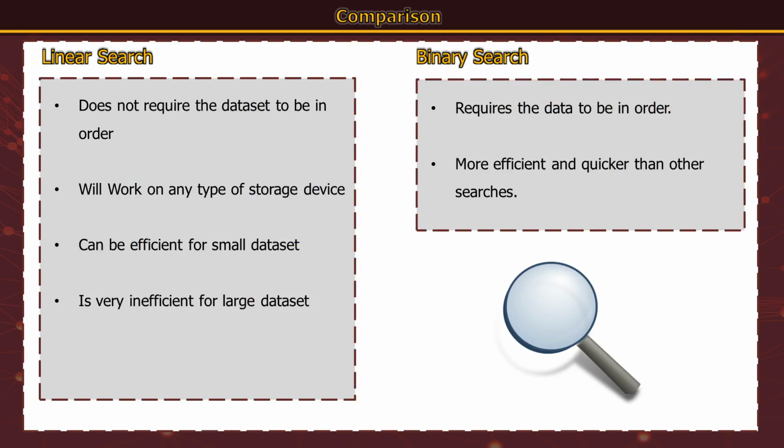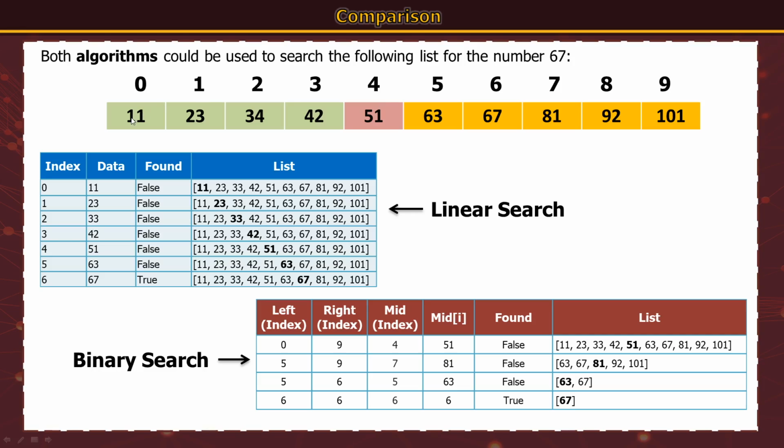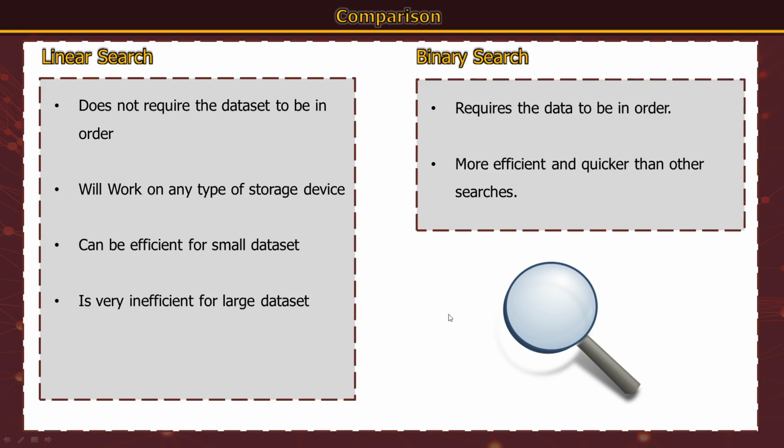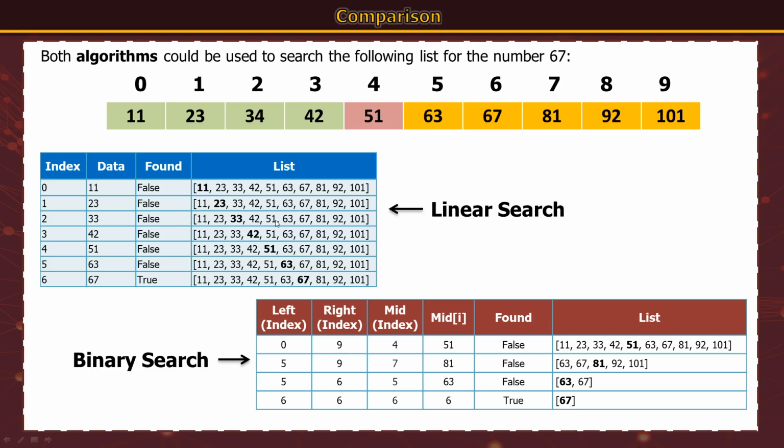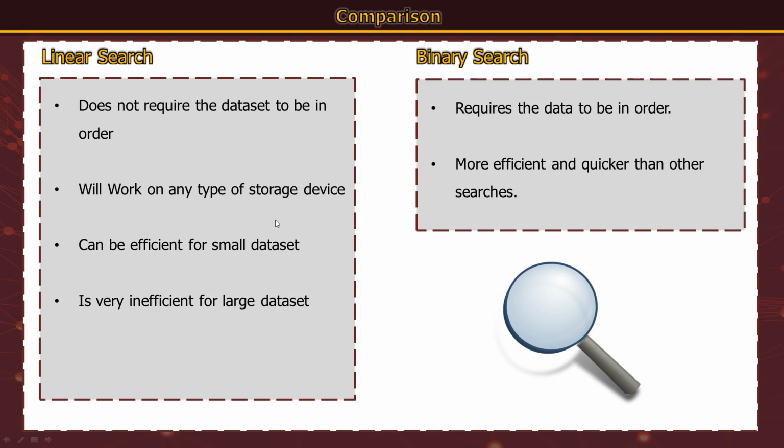The linear search does not require the dataset to be in order. What this means is, here, this dataset is in order because it runs from 11 to 101. However, if these were all jumbled up and just in any random order, the linear search would still work, but the binary would not. The linear search also would work on any type of storage device. The linear search is quite efficient for small datasets, and this here is an example of that. However, it's very inefficient for large data sets.